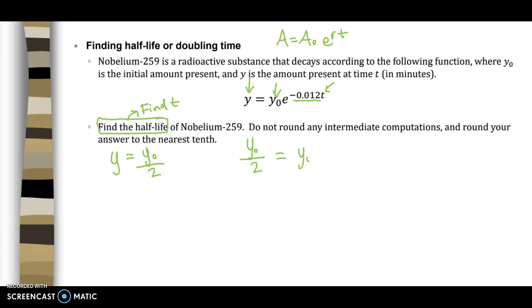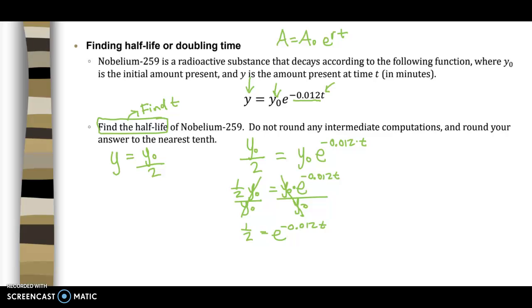And that's equal to Y naught times e to the negative 0.012 times t. And for this one, we can rewrite this as 1/2 Y naught equals Y naught e to the negative 0.012 t. And now, this Y naught is in my way of solving for t. So let's go ahead and divide by Y naught on both sides. And what is nice about this is, even though we don't know what Y naught is, it doesn't matter because our Y naughts go to 1. So I end up getting 1/2 equals e to the negative 0.012 t.